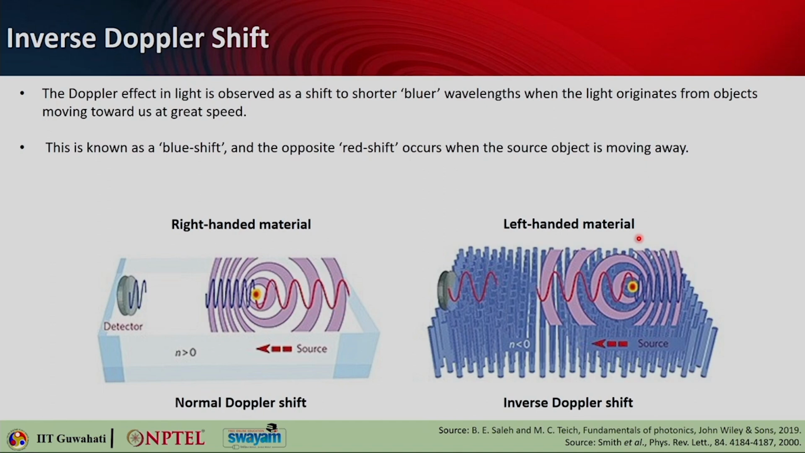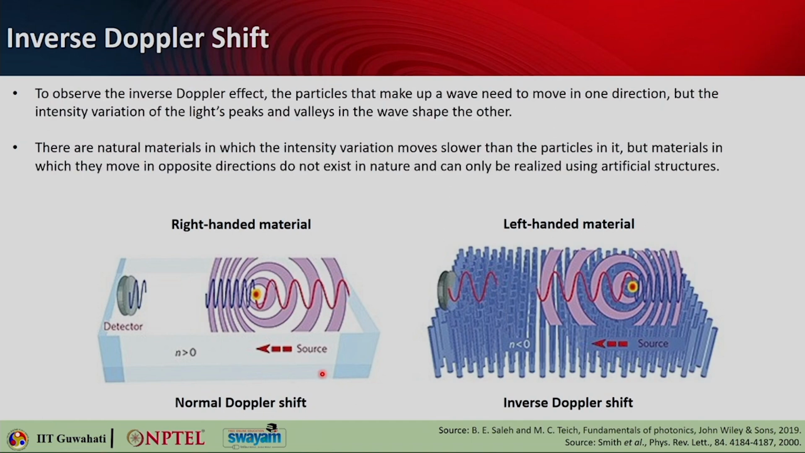Okay. So, that is what the blue shift is: seen when the object moves towards us, and red shift is seen when the object moves away from us. This is how a normal Doppler shift works in a right-handed material.